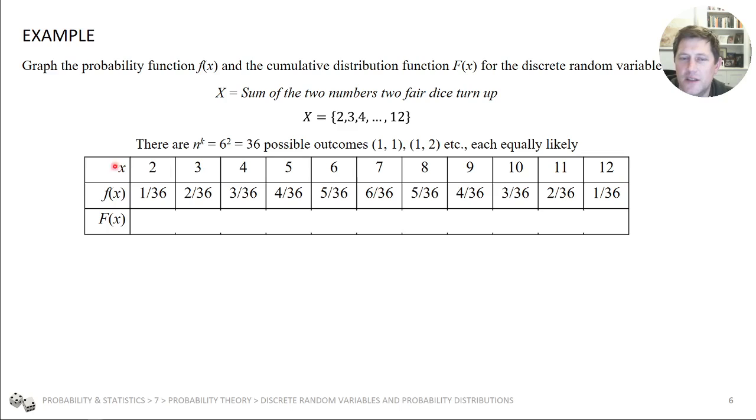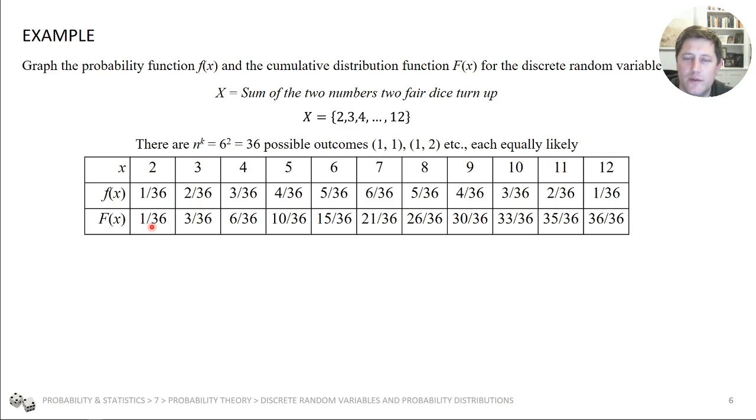So that is the discrete probability function for this occurrence, and then the cumulative will sum those up, and so once you get to 3 you add 2/36 to 1/36, once you get to 4 you add 3/36 to 3/36, and so on until you get to this point where obviously the cumulative distribution must equal 1 because there are no other possible values greater than that.